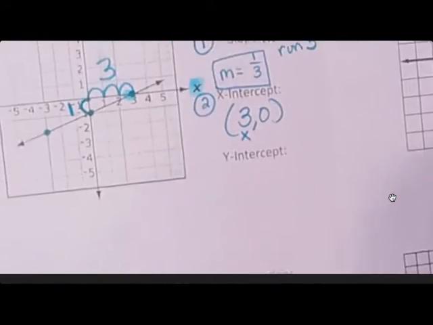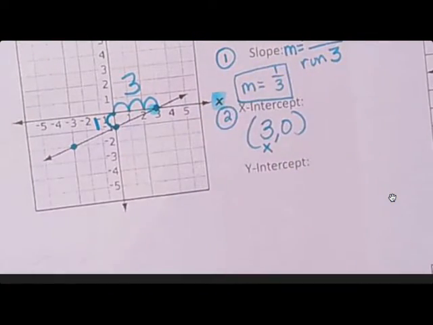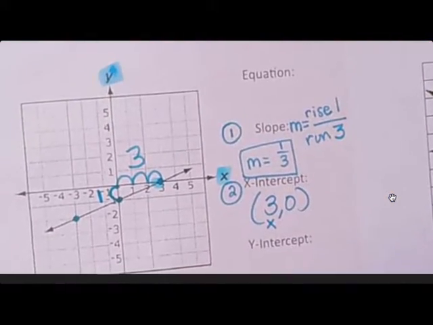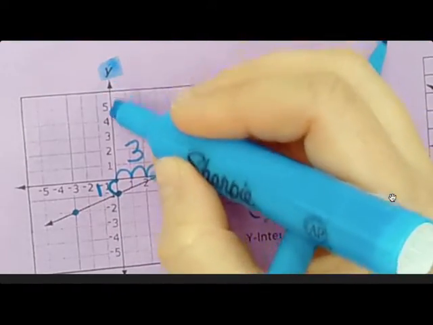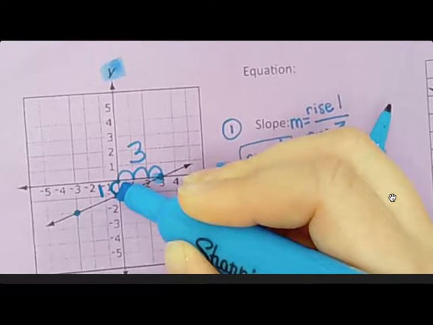Okay, and then the y-intercept? (0, -1). Yep, so it's on the y-axis. So we look down the y-axis and it crosses right here. (0, -1).